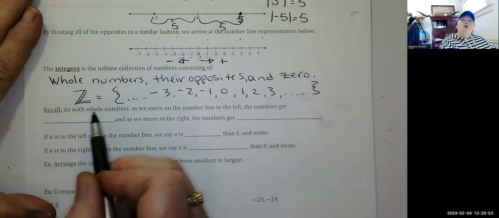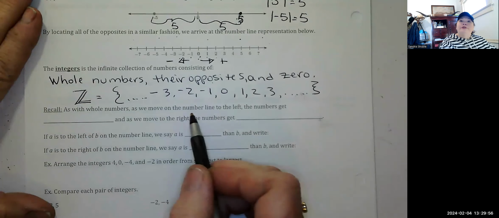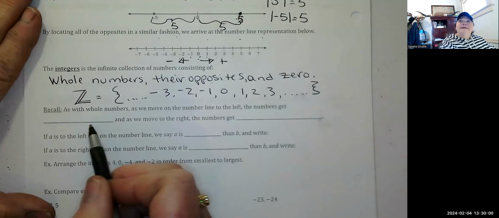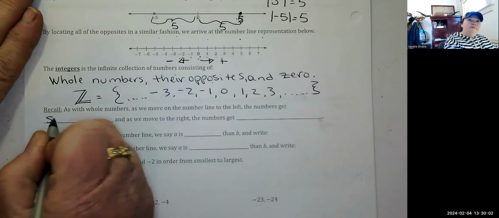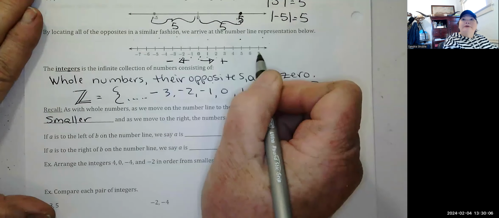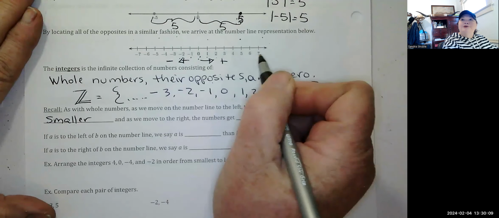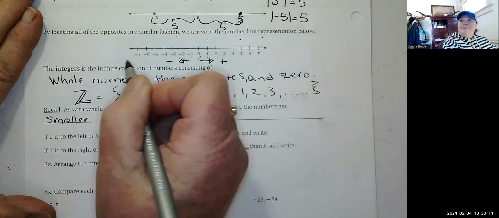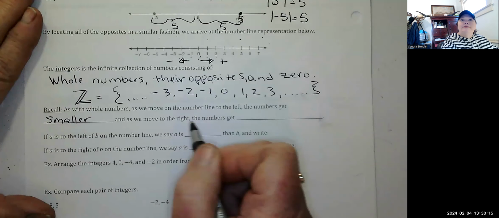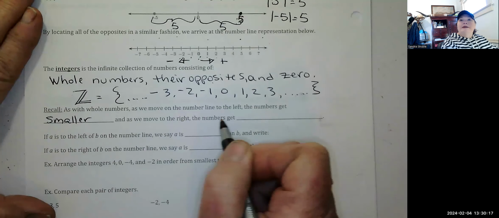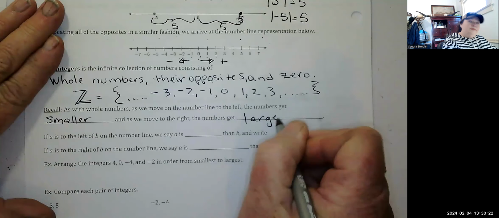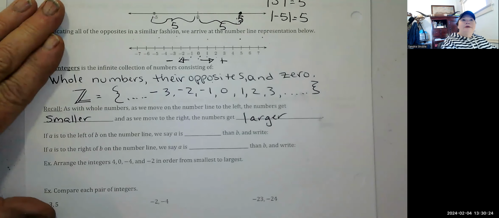Recall, as with whole numbers, as we move on the number line to the left, the numbers get smaller. Same thing as if we're going from 7 to the left, our numbers are getting smaller. They continue getting smaller as they go to the left after 0 as well. As we move to the right, the numbers get larger, just like they did with our whole numbers.